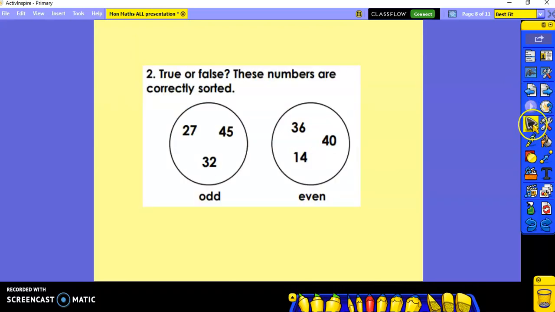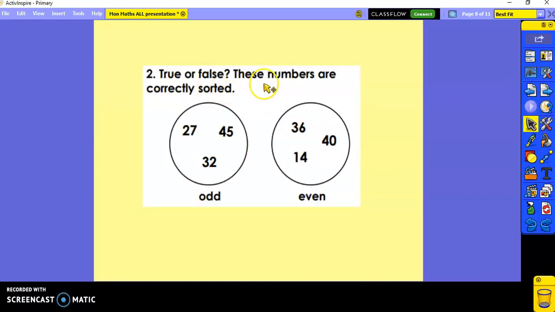Okay, next part today. True or false? These numbers are correctly sorted. 27, 32, 45 are odd. 36, 40 and 14 are even. So pause the video and have a look to see which one or which ones may be incorrect.